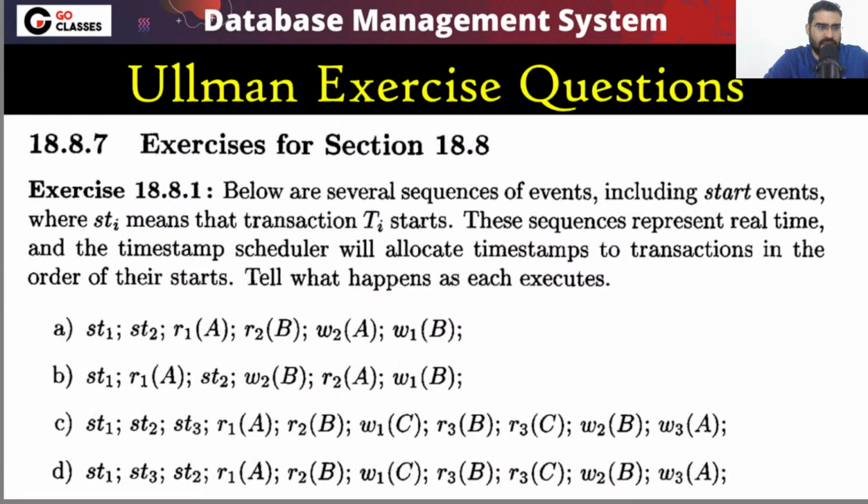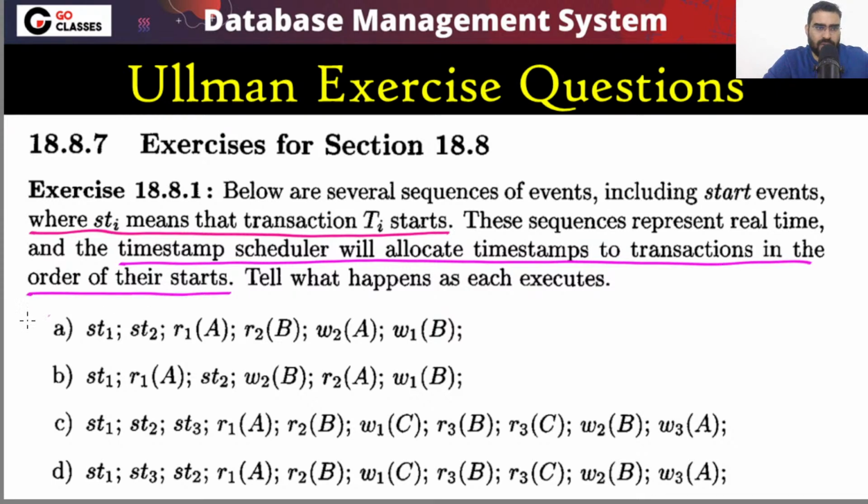Read what the question is asking and let's solve this. I have complete confidence that you can solve this question. The question says there are several sequences of events. S_i means transaction T_i starts, like transaction T1 starts, T2 starts, T3 starts. The timestamp scheduler will allocate timestamps to the transactions in the order of their starts.